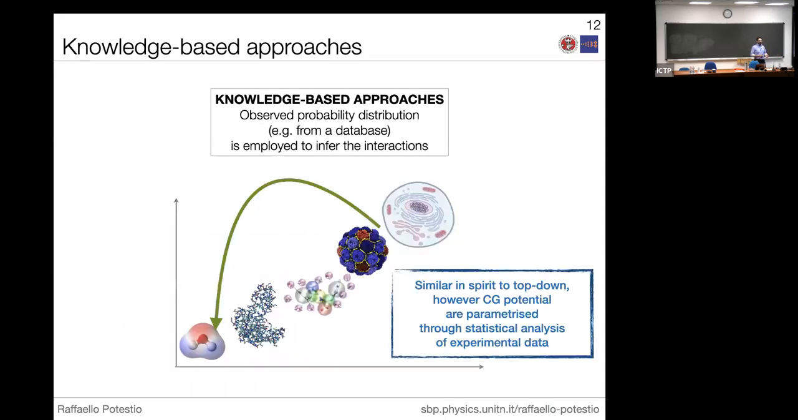The knowledge-based approach is very similar in spirit to what you have in a top-down approach, but you use a large amount of information to parameterize the interactions. So in a sense, this is probably closer to what you do in the broad sense of machine learning. That is, you provide a statistical bias for the interactions, you parameterize the interactions so as to reproduce not really the whole emergent behavior, but for example, correlations within the structure of the system.